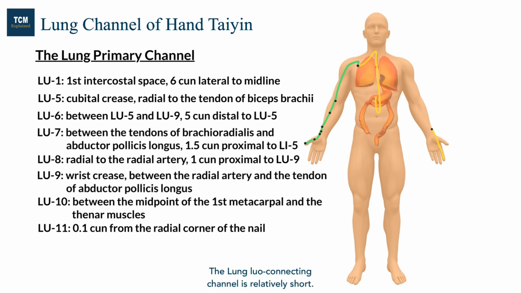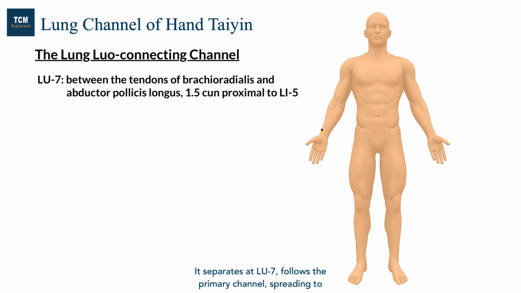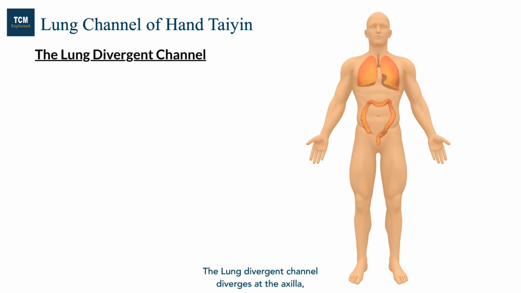The lung luo-connecting channel is relatively short. It separates at lung 7, follows the primary channel, spreading to the palm and thenar eminence, and then connects with the large intestine channel. The lung divergent channel diverges at the axilla, connects with the lungs, and disperses in the large intestine. There is a branch coming off from the lungs, goes up to the supraclavicular fossa, throat, and then connects with the large intestine channel.